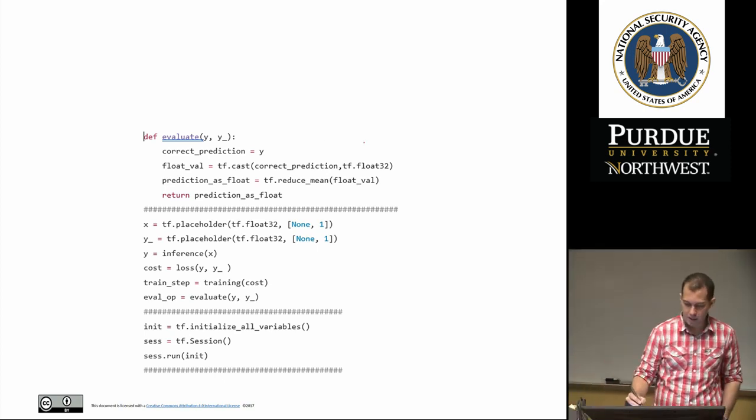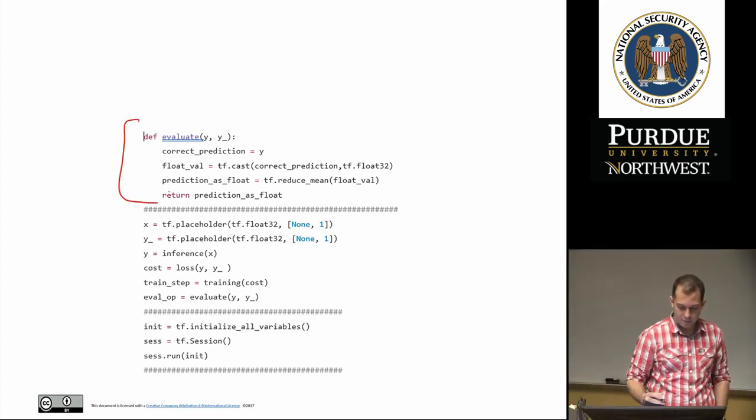Here again, you can see the evaluate function. It was cut off from the previous slide, so you can see it again. And I've already explained all of this, right? So we talked about the cast and the reduced float, just to format the data better. Okay.